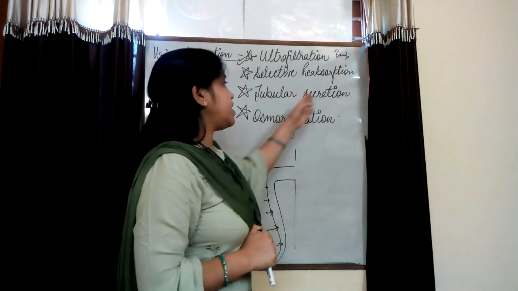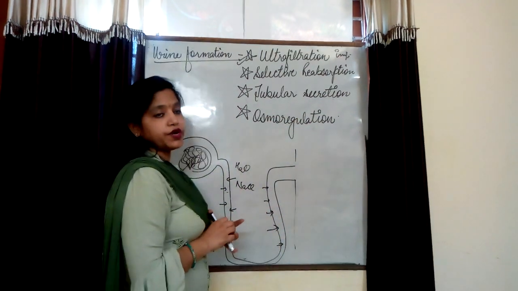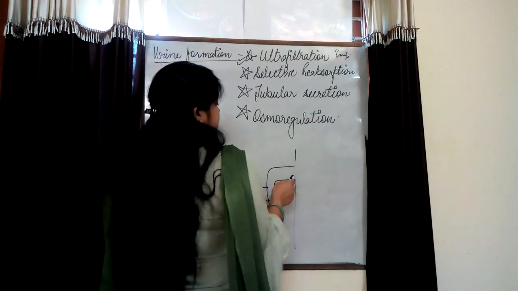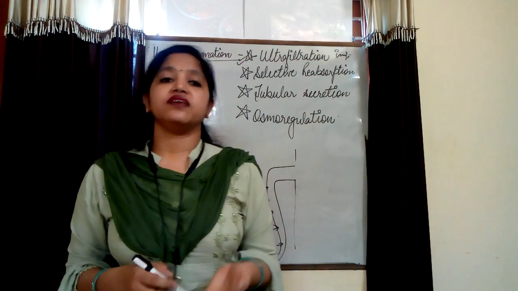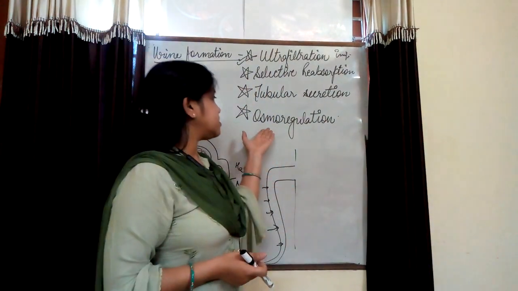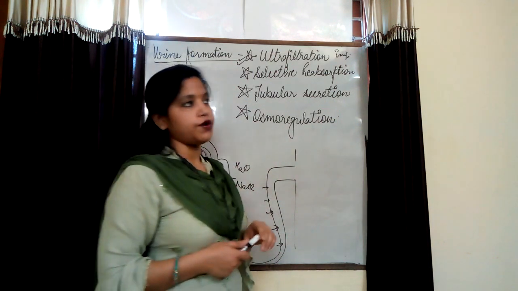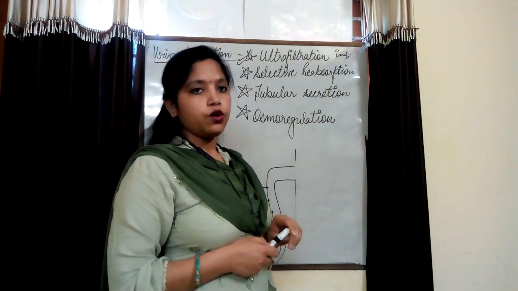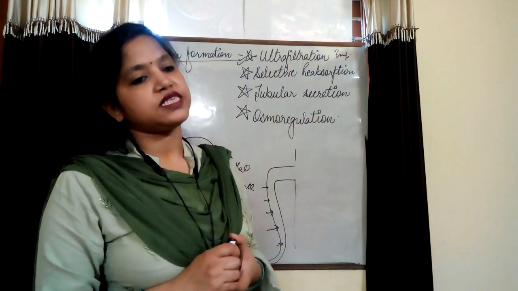Which is secreted inside the tubules. Okay, that is known as tubular secretion. That fluid is known as urine. Okay? That urine maintains the water level of the body. The situation is said to be osmoregulation, to maintain the body temperature. Okay, so it completes in 4 steps.